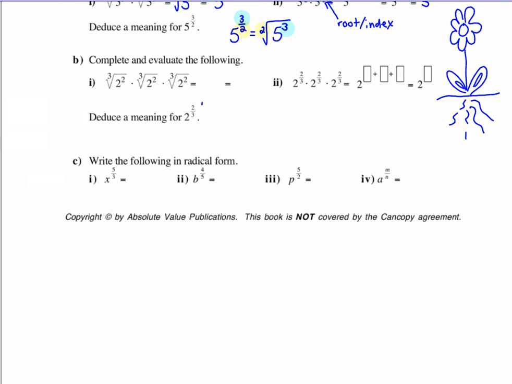So let's just jump to this. Instead of actually doing the investigation, if we know that, then what, 2 to the power of 2/3, what would be the index? Which one's the index or the root? The 2 or the 3 in the exponent? The 3, right? The denominator is the index. And what would be the exponent? 2. So that would be the power. Power over root.